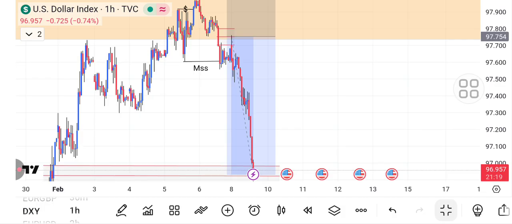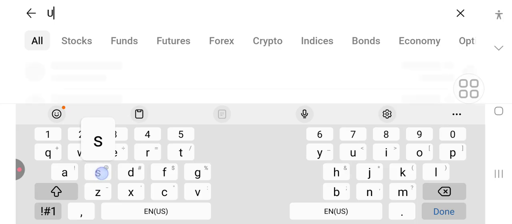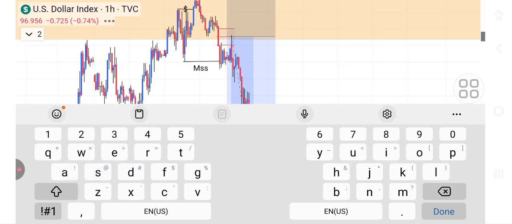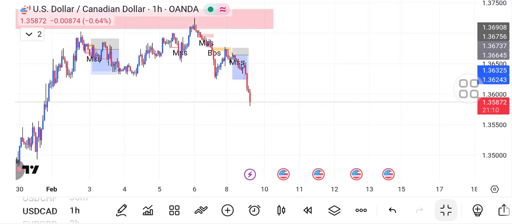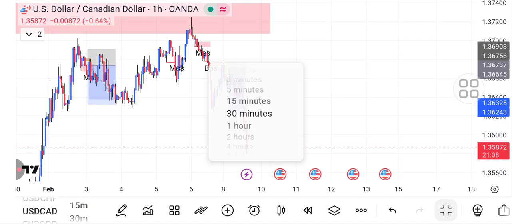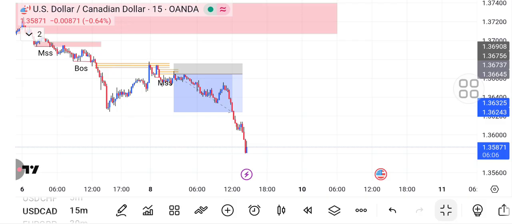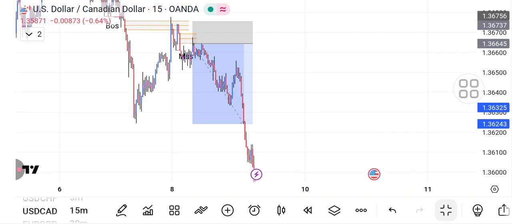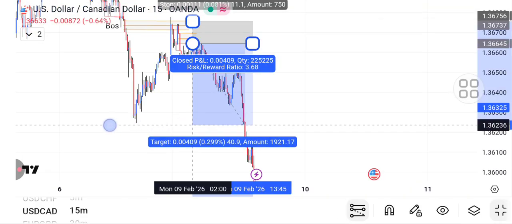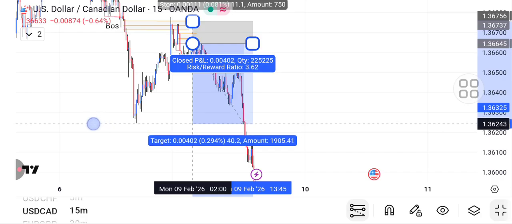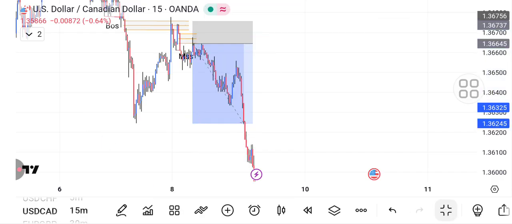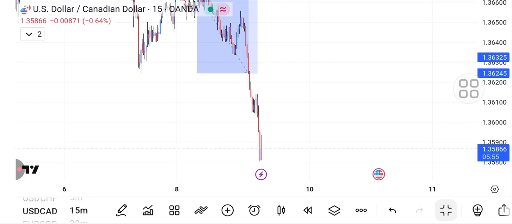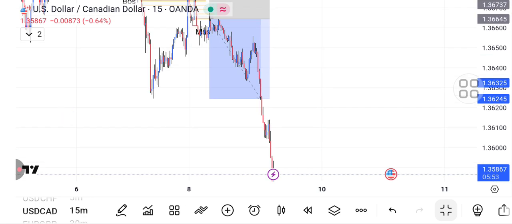So for the USD CAD, taking you step by step after analyzing the DXY, then comes the USD CAD. My TP was on this low, 40 pips, and my TP is already hit. Taking you step by step on how I came up with the USD CAD trade.